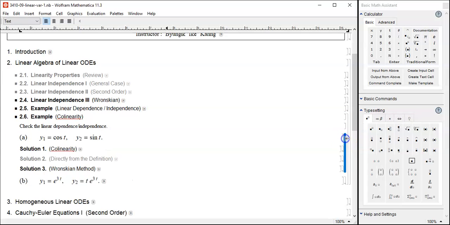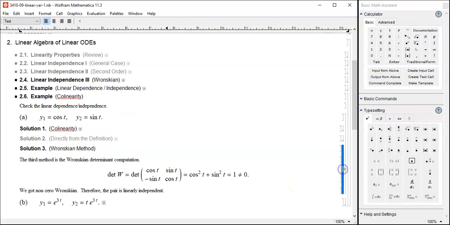Let's come back here. We know these two are linearly independent because they are not collinear. One is not constant times the other. But what if you want to check using the Wronskian? Well, here we go. Determinant of y1 and y1 prime, y2 and y2 prime, and calculate the determinant. We have cosine squared plus sine squared, so it's constantly 1, which is never equal to 0.